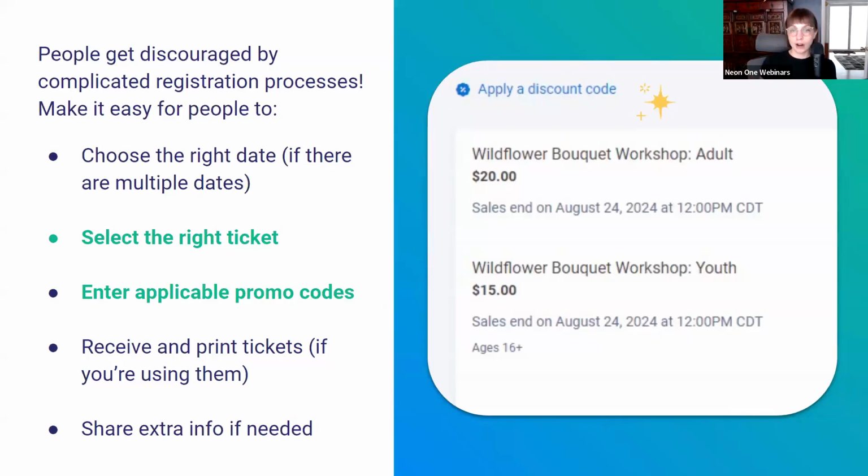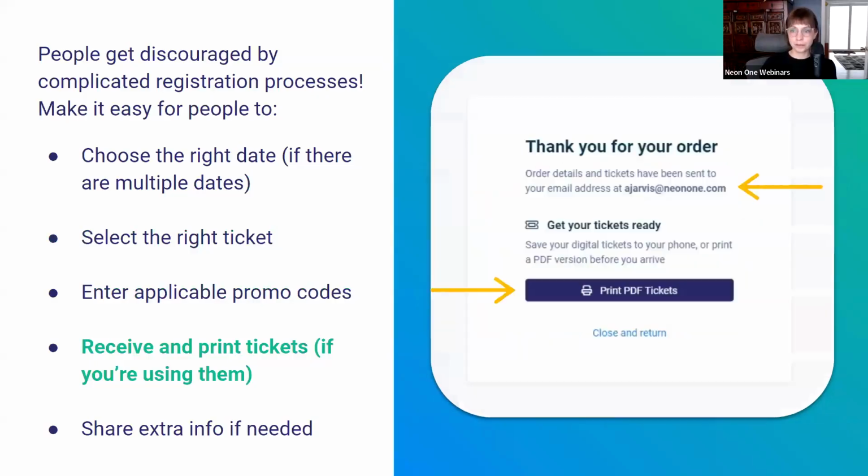So if you are a membership organization, your members get 25% off events. They get their promo code, but they don't know where to enter it in the registration process. They're not going to attend. They won't sign up. So you don't want that to happen. Make sure people understand how to use the promo codes you give them.